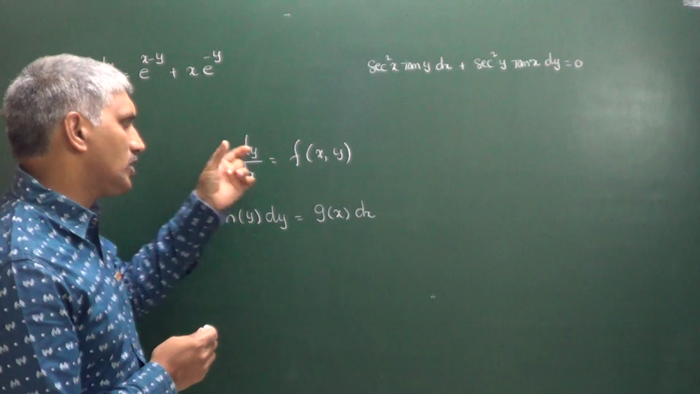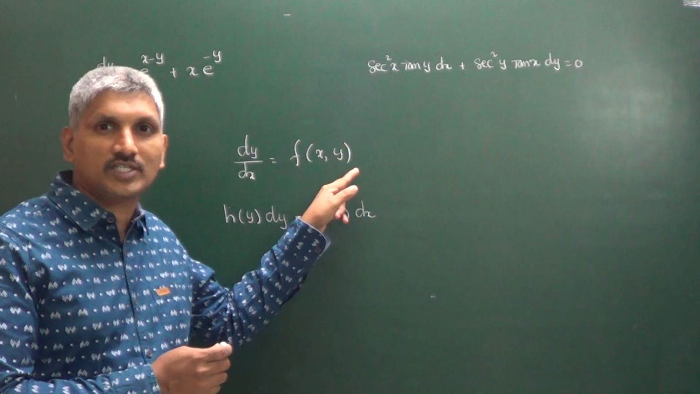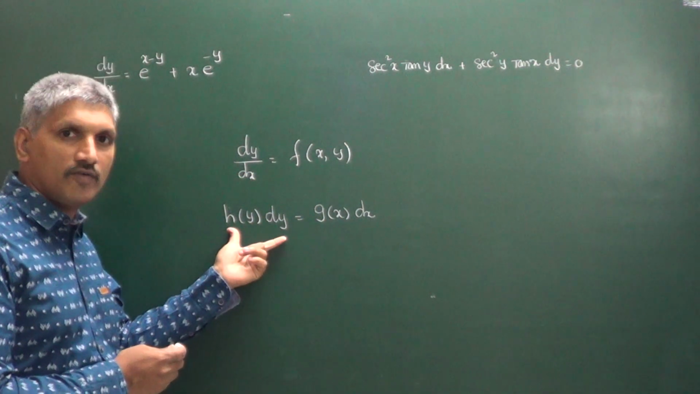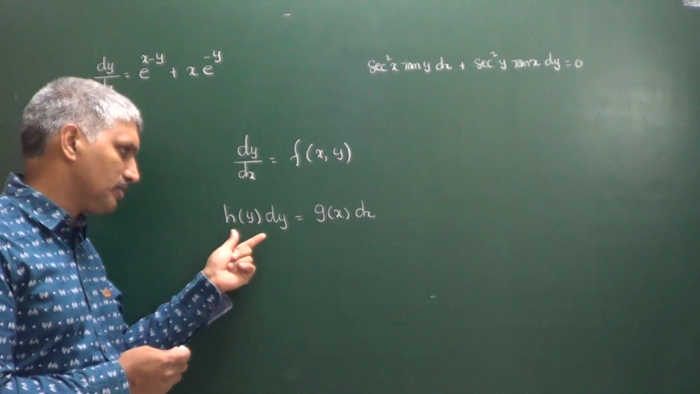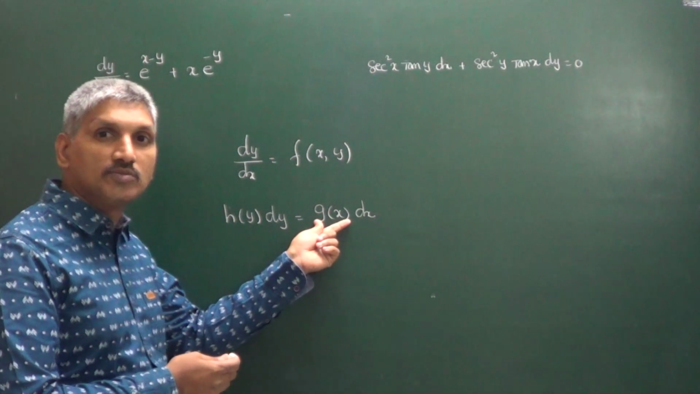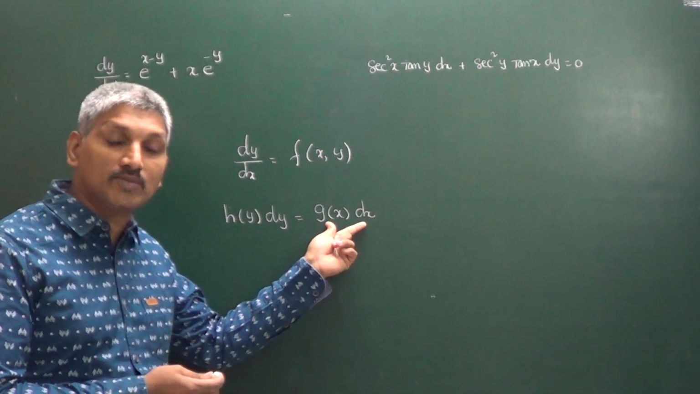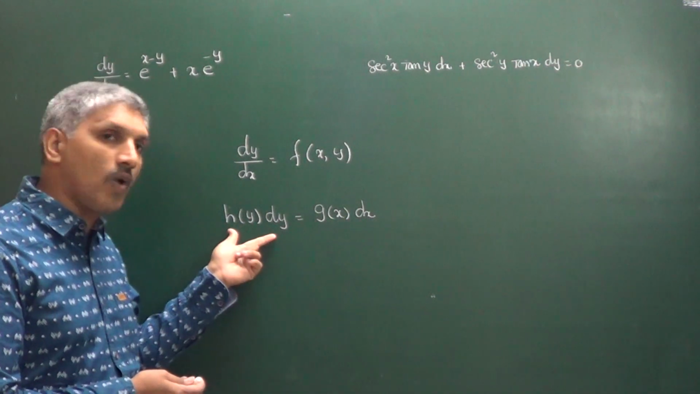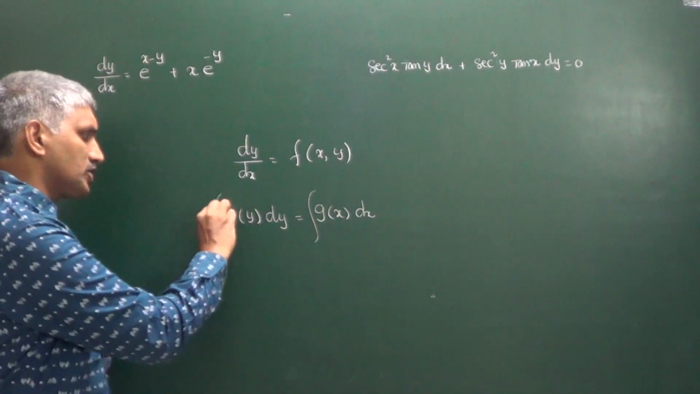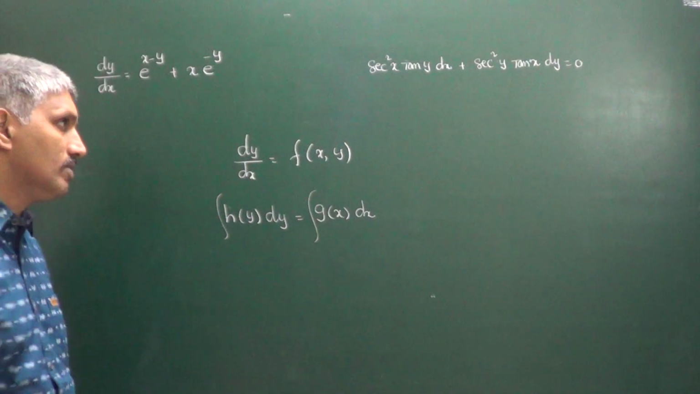dy by dx is equal to f of x comma y, a function or an expression in terms of x and y. If we are able to express this in terms of h of y dy, an expression in terms of y dy, and an expression in terms of x dx, variables are separated. All x terms one side with dx, all y terms one side with dy. Now you can do its integration. So that is the technique we are going to follow in variable separable method.